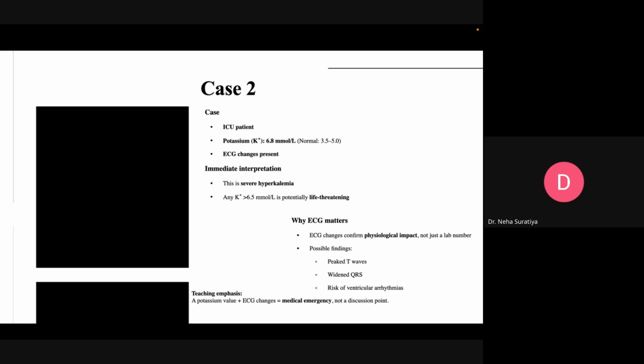Okay, and why does ECG matter in this case? Because ECG changes confirm the physiological impact, not just the lab number. So you need to check the T waves, the QRS, and all, right? So potassium value plus ECG: medical emergency, not a discussion point here, right? So basically, no treatment approach will come directly here. It will be an emergency case. Of course, the patient is admitted in the ICU itself.